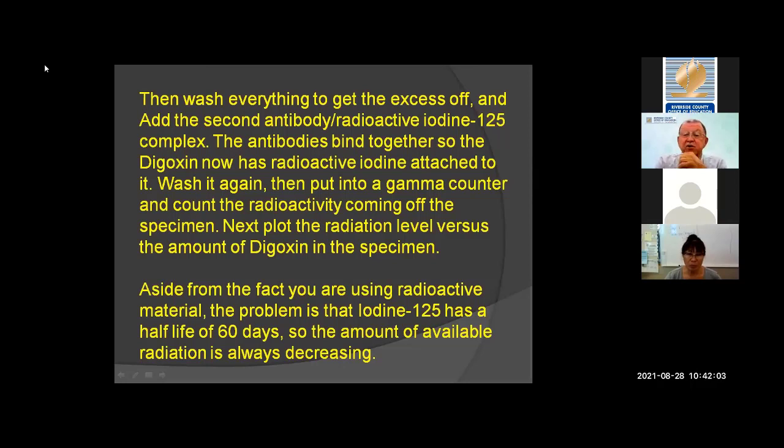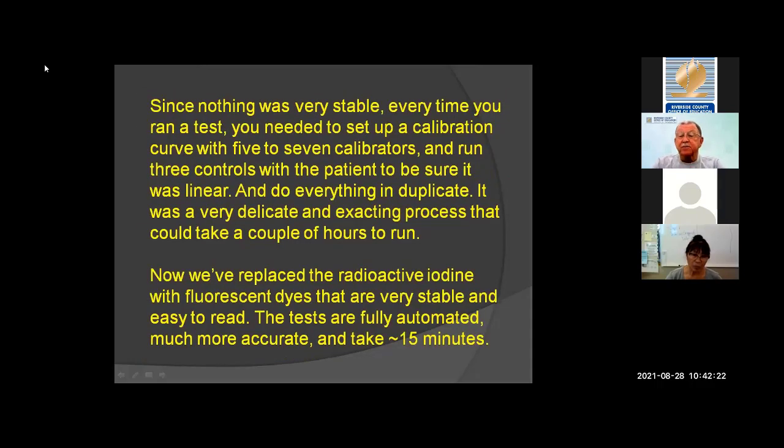Next, you plot the radiation levels versus the amount of dig in the specimen, and you can determine then how much you actually have. Now, aside from the fact that you're using radioactive material, the problem is that iodine 125 has a half-life of 60 days. So as you can imagine, the amount of available radiation is always decreasing. That can make things problematic.